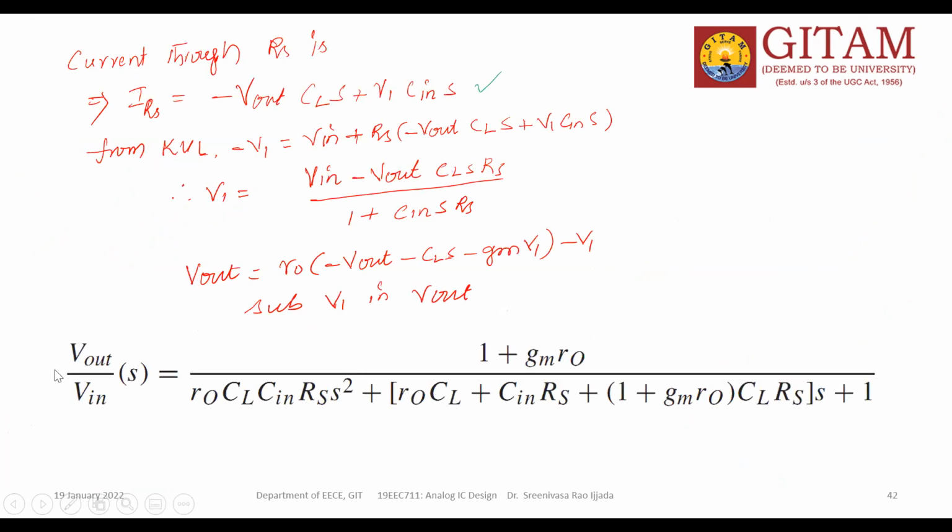Yeah, this is the transfer function you got finally. After writing the V out equation, substitute the V1 value in the V out. Then your transfer function is getting like this: 1 plus gm R naught over R naught CL plus C in RS S square plus R naught CL plus C in RS plus 1 by gm R naught CL CS into S plus 1.